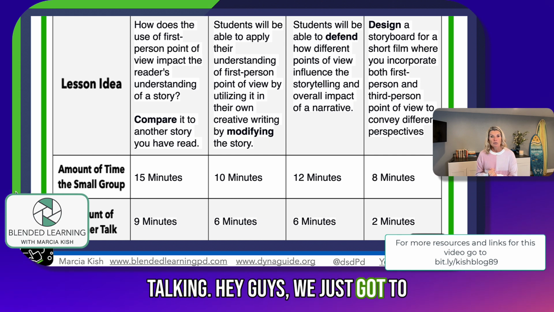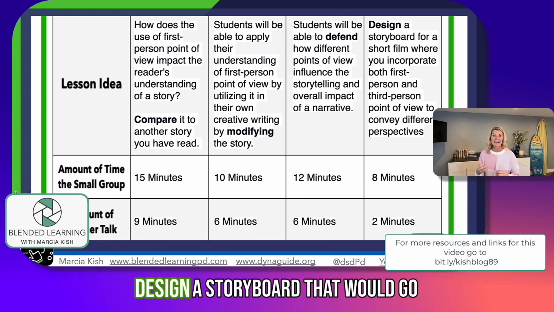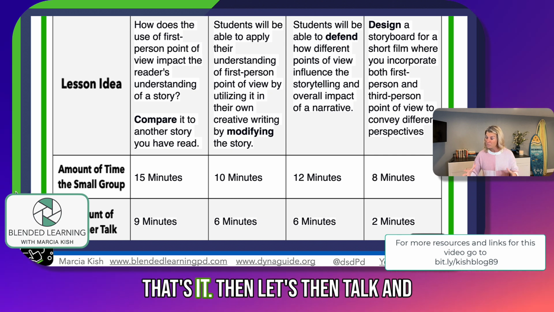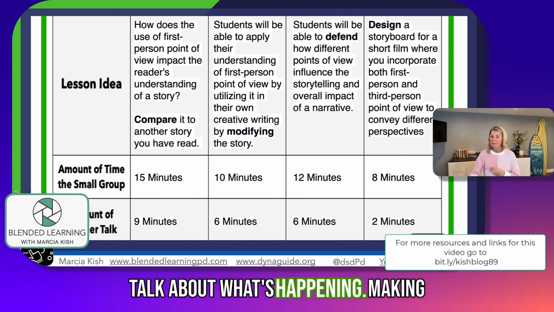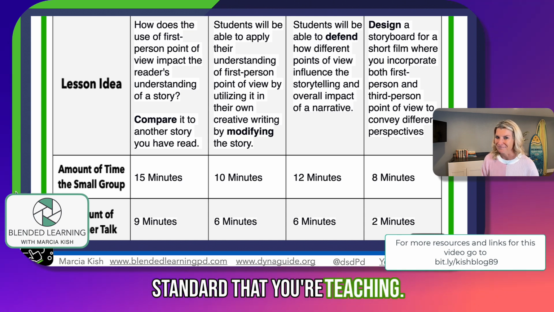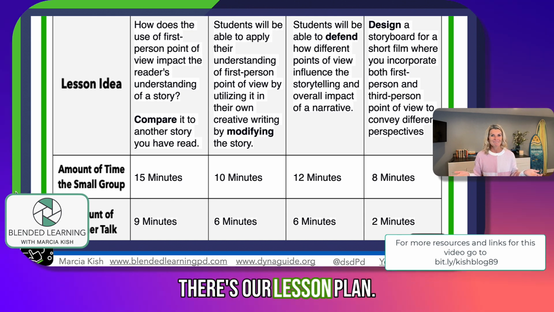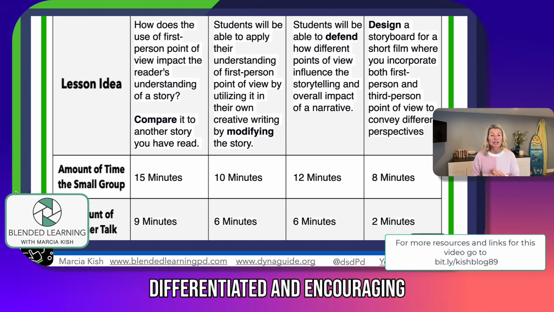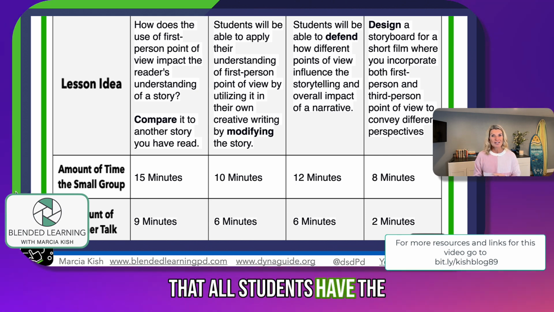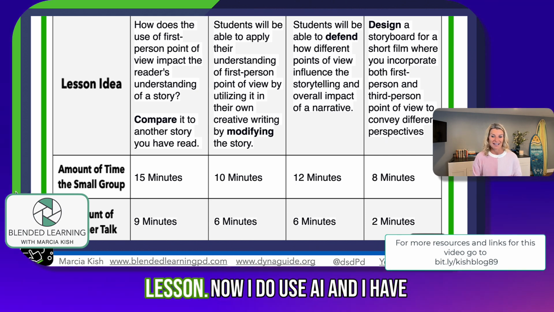Hey guys, we just got done reading this story. I want you to design a storyboard that would go with it. Let's talk through it. That's it. Then let them talk and talk about what's happening, making sure they're always going back to that standard that you're teaching. There's our lesson plan. Differentiated, encouraging student discourse, and making sure that all students have the opportunity to meet with you in a lesson.